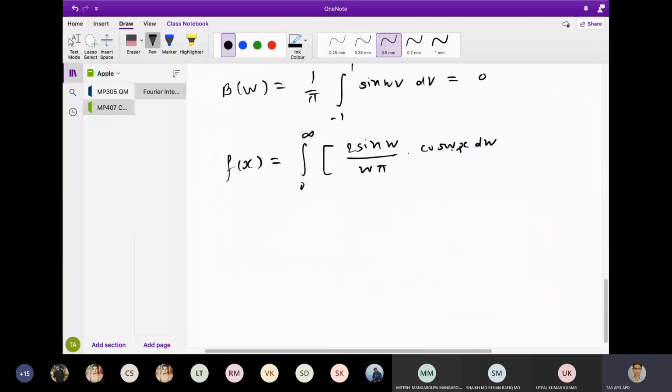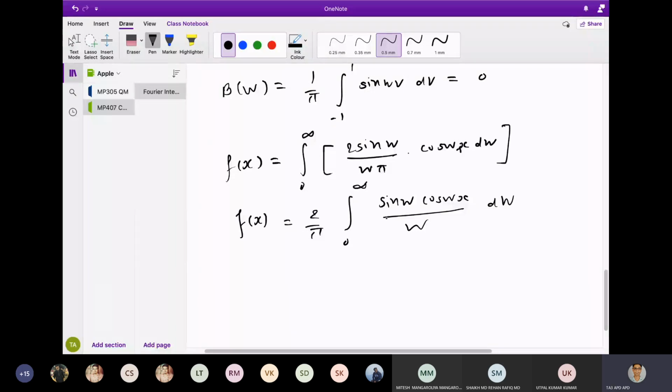So you will have cos wx dw. Actually, that is the answer. If you just want to complete the question, find the Fourier integral, then this is the answer. Other than that, you can take out the 2 over pi outside. So 2 over pi integral 0 to infinity sine w into cos wx upon w dw. So that's your Fourier integral of this function f of x.